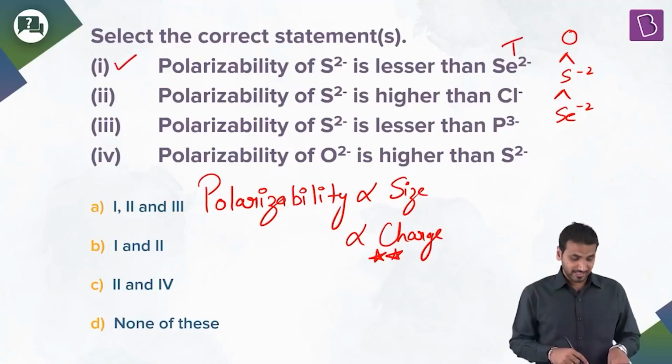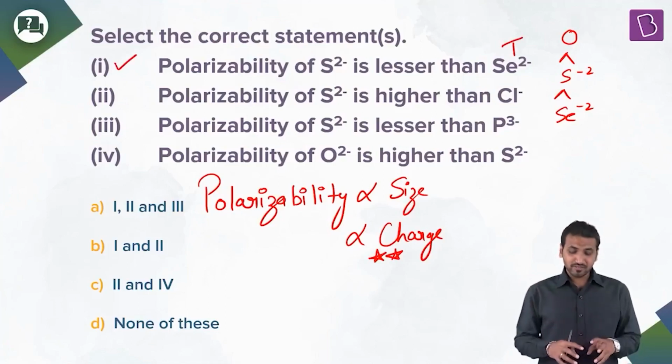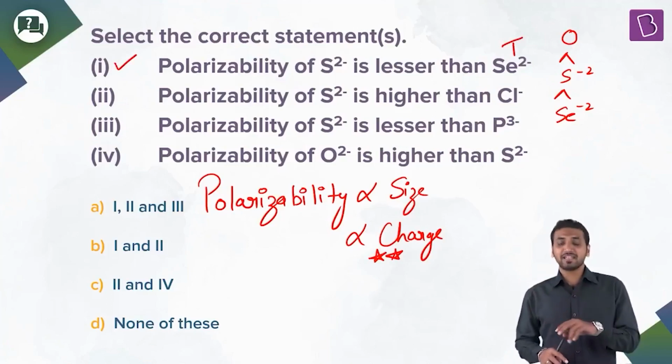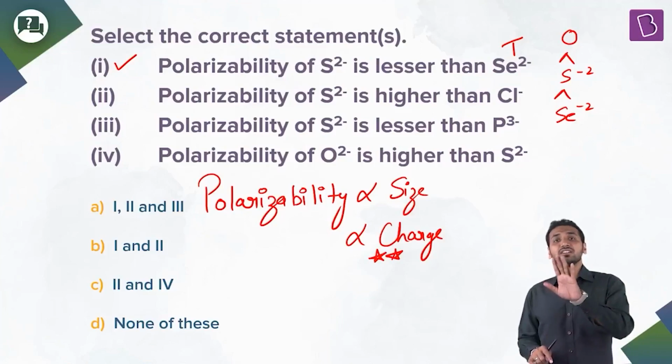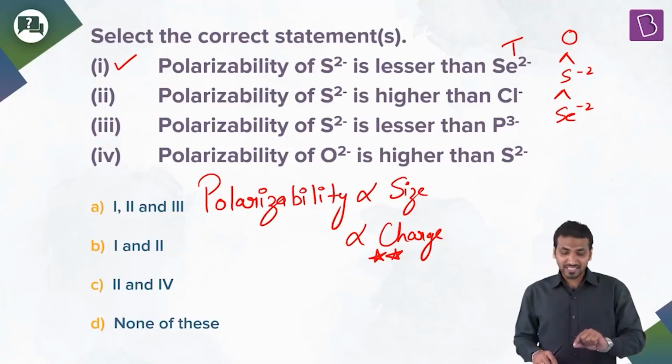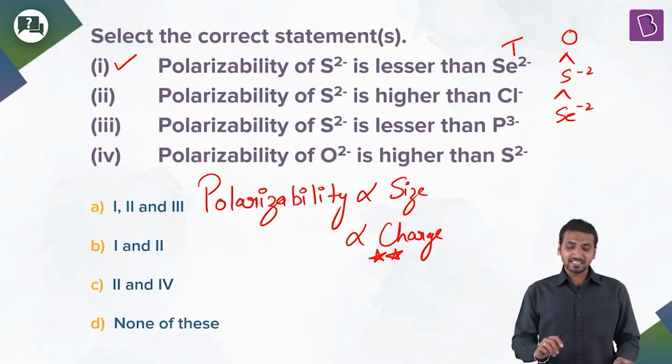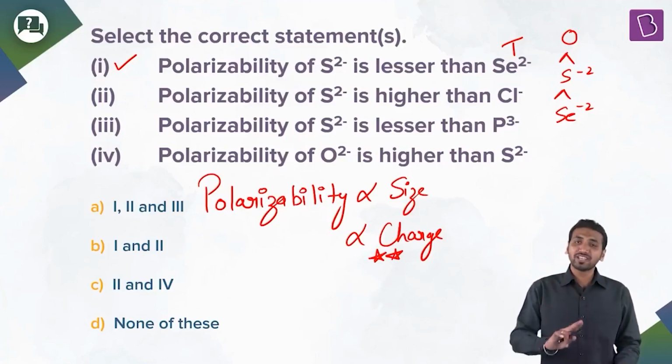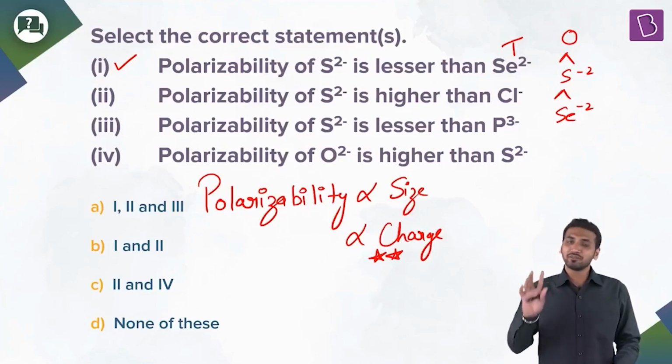Let's move on to the second statement. Polarizability of S2- is higher than Cl-. See, polarizability directly depends on charge and size. And which one is the dominant factor? Charge. And here you can clearly see that sulfide has 2 minus charge and chloride has 1 minus charge.